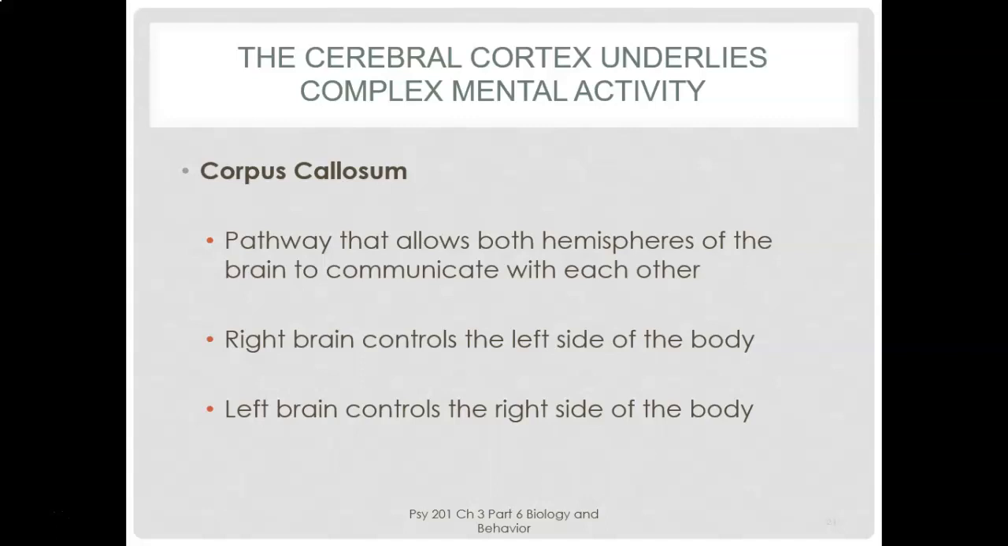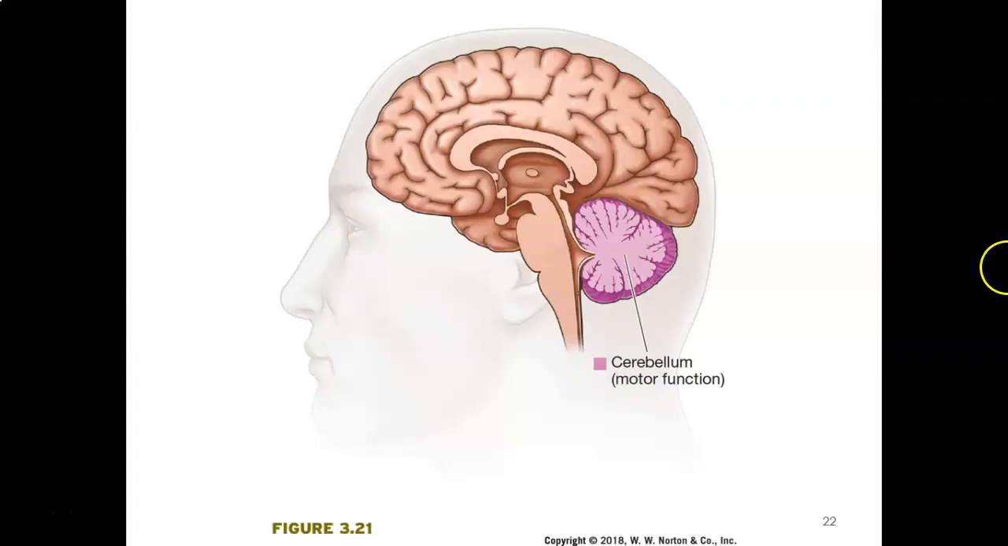As we talked about when we were talking about the brainstem, we know that the right brain controls the left side of the body, and the left brain controls the right side of the body. So this is where the left hemisphere sends information to the right side of the body, and the right hemisphere sends information to the left side of the body. So we have the corpus callosum right here. It's a very dense organ.